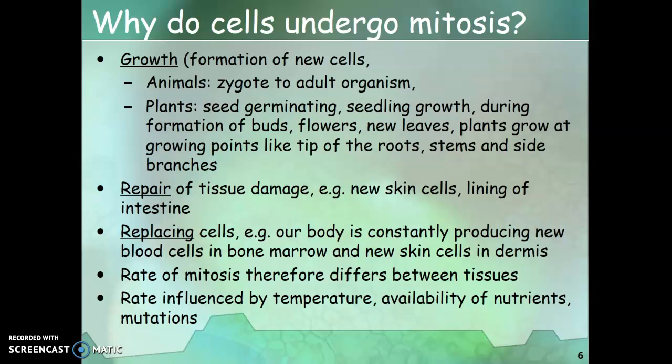And therefore, the rate of mitosis differs quite a lot between tissues, and it is also influenced by temperature. And the reason it is influenced by temperature is because temperature influences the activity of enzymes, and as you know, enzymes control everything. And then obviously the availability of nutrients. If there aren't any nutrients to build new cells, then it can't happen. And mutations, some cells that undergo mutations become cancer cells, and they keep growing and reproducing uncontrollably, even though no new cells are needed.